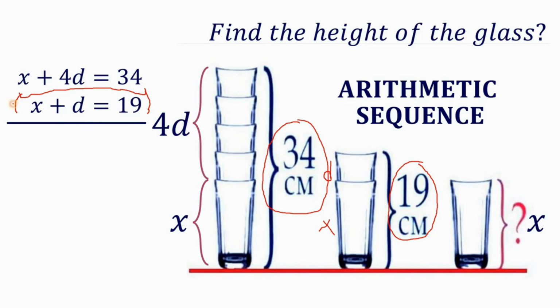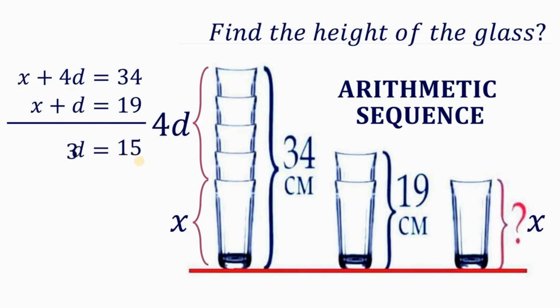Because if we do this, x minus x cancels out, and we have 4d minus d, this will give us 3d, and 34 minus 19, this will give us 15. So we have an equation 3d equals 15. We can now solve for the value of d. Let's divide both sides by 3. Now 15 divided by 3 will give us the value of d as 5. So we know that the value of d is 5.